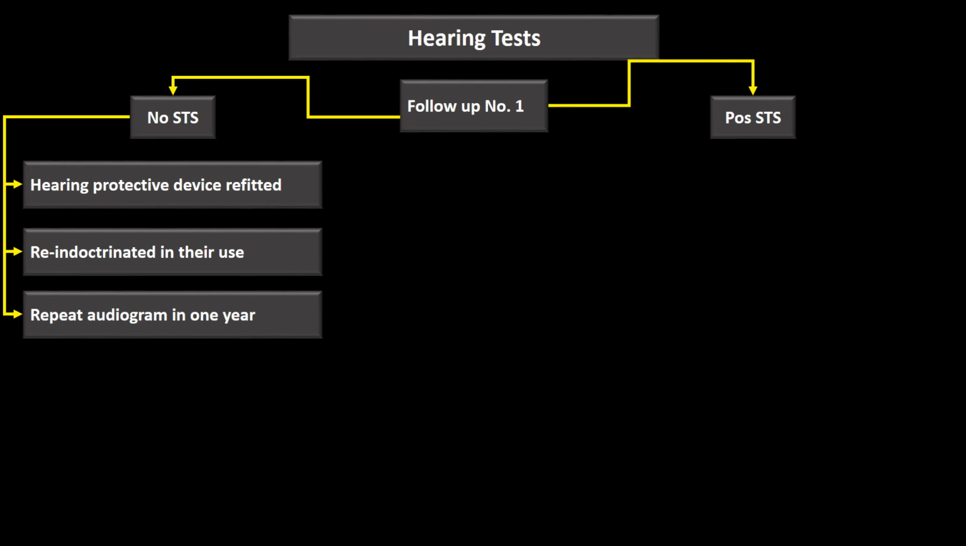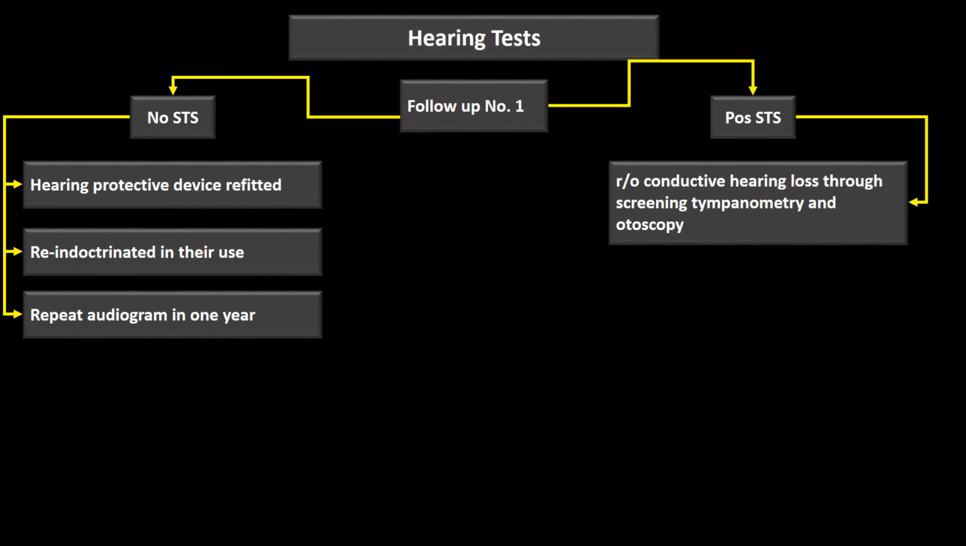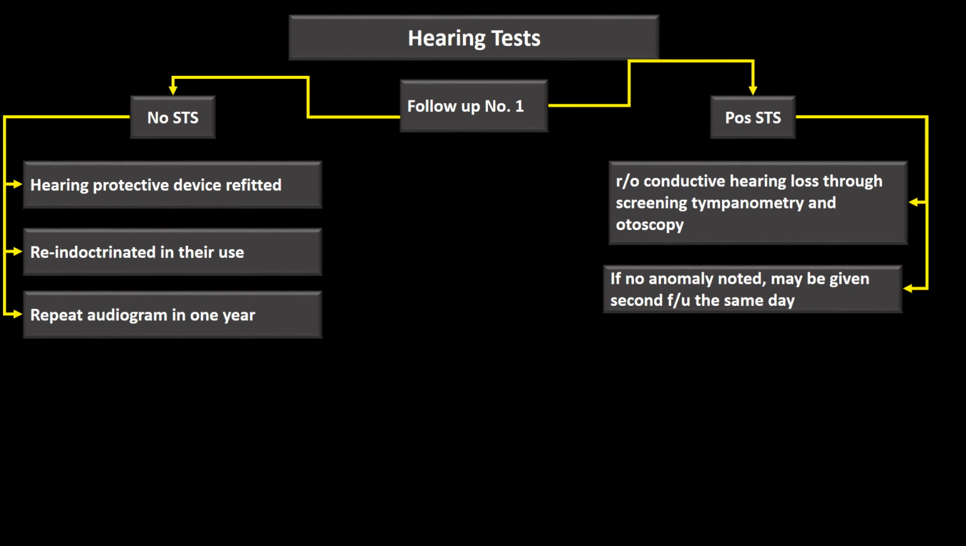If there is still a positive significant threshold shift, if you fail it again, you're going to be examined so we can rule out what's called conductive hearing loss. We're going to get a screening tympanometry, and then you're going to get an otoscope exam. If no anomaly is noted, you may be given a second follow-up that same day. So if your ear is examined and there's nothing wrong with it, we don't have to do an additional 14 hours of rest. We can go ahead and do that third audiogram that day.